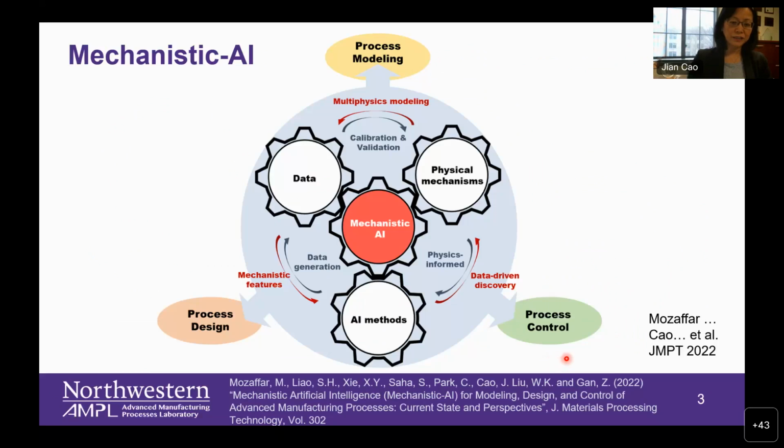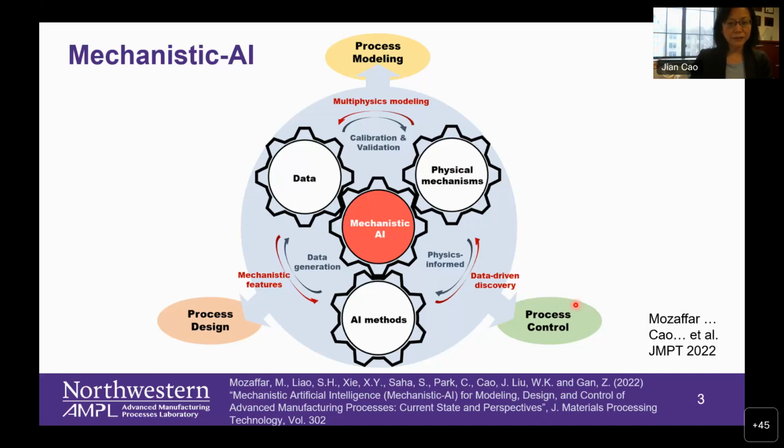So what we have been doing also last year with my colleague, Professor Wing-Ken Liu, is to look at how AI and mechanics work together to drive the things that I talked about earlier for process design, for process modeling, and for process control. So in this talk, I'm going to talk about these three aspects to show how we do that using metal additive manufacturing as an example. As well as at the very end, I'm going to show some flexible sheet metal forming process, which is really complementary very well with the metal additive.